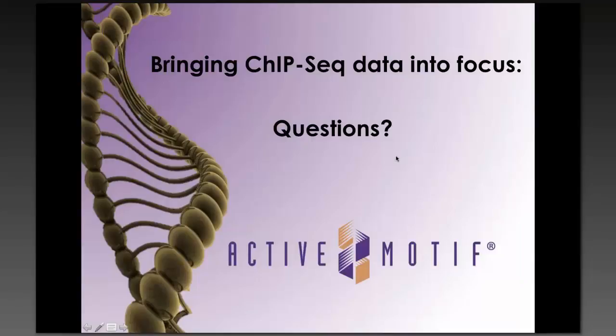Is the antibody AM29715, I guess histone H2A.V, is that a monoclonal? That is not a monoclonal. That is a polyclonal. Okay.